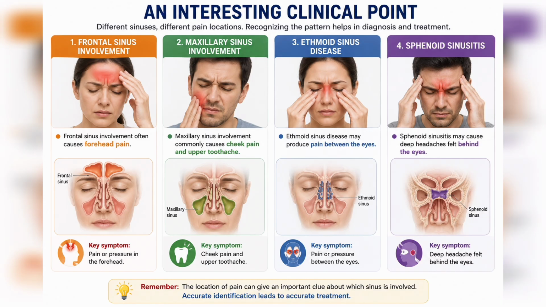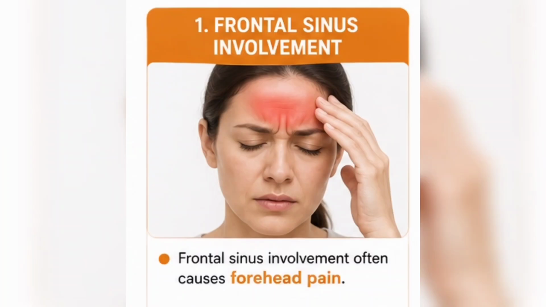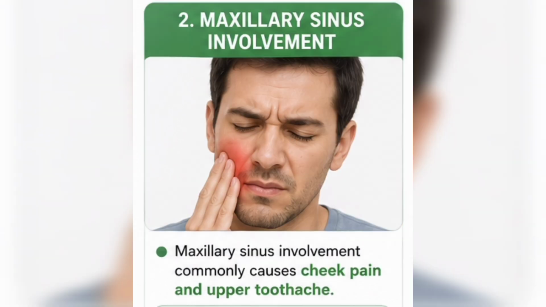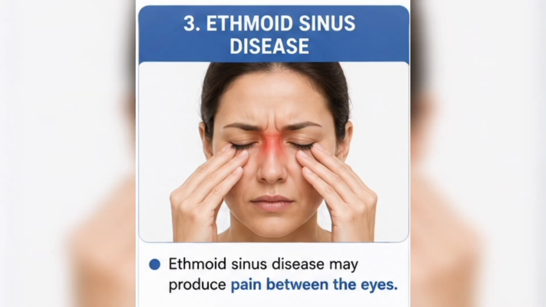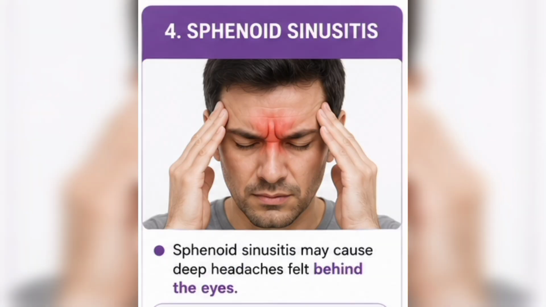An interesting clinical point. Frontal sinus involvement often causes forehead pain. Maxillary sinus involvement commonly causes cheek pain and upper toothache. Ethmoid sinus disease may produce pain between the eyes. Sphenoid sinusitis may cause deep headaches felt behind the eyes.